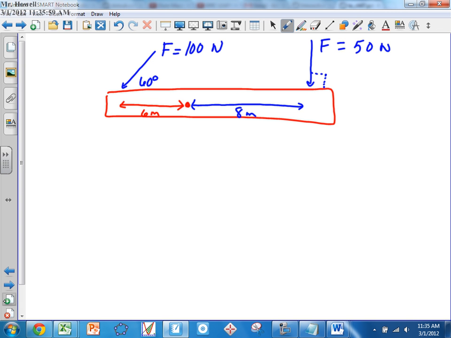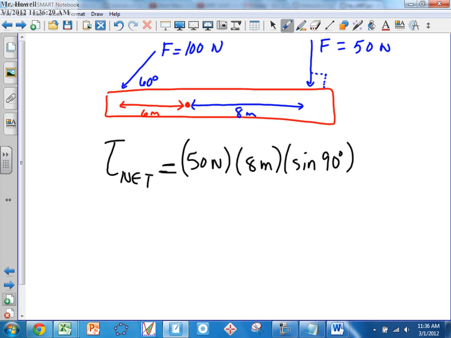Over here, I want to say, what does this mean again? Net? What does net mean? Total, very good. We want to find the total torque. So we want to look at each torque individually. On the right side here, the 50 newtons, it's going to be the 50 newtons as a force times the distance, or the lever arm, times the sine of 90.